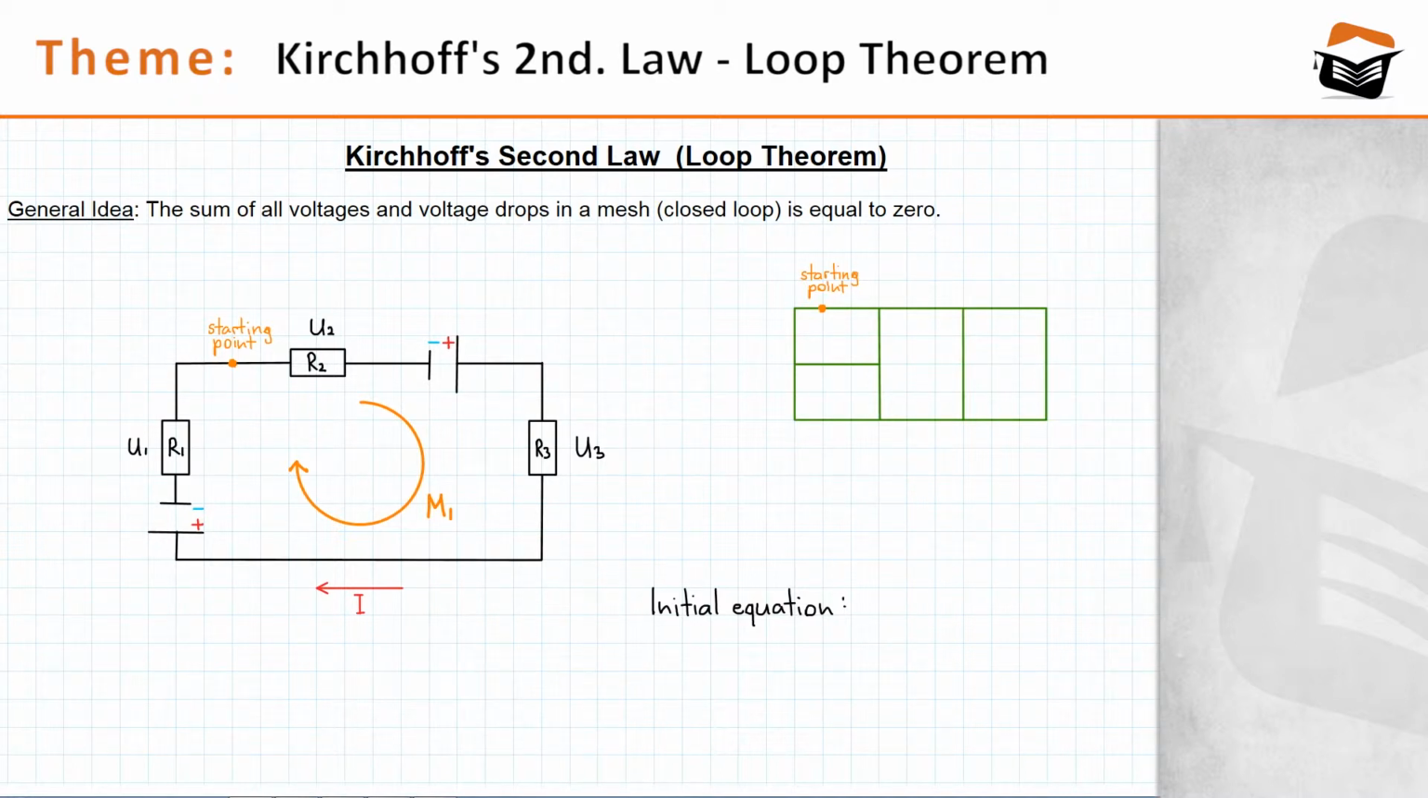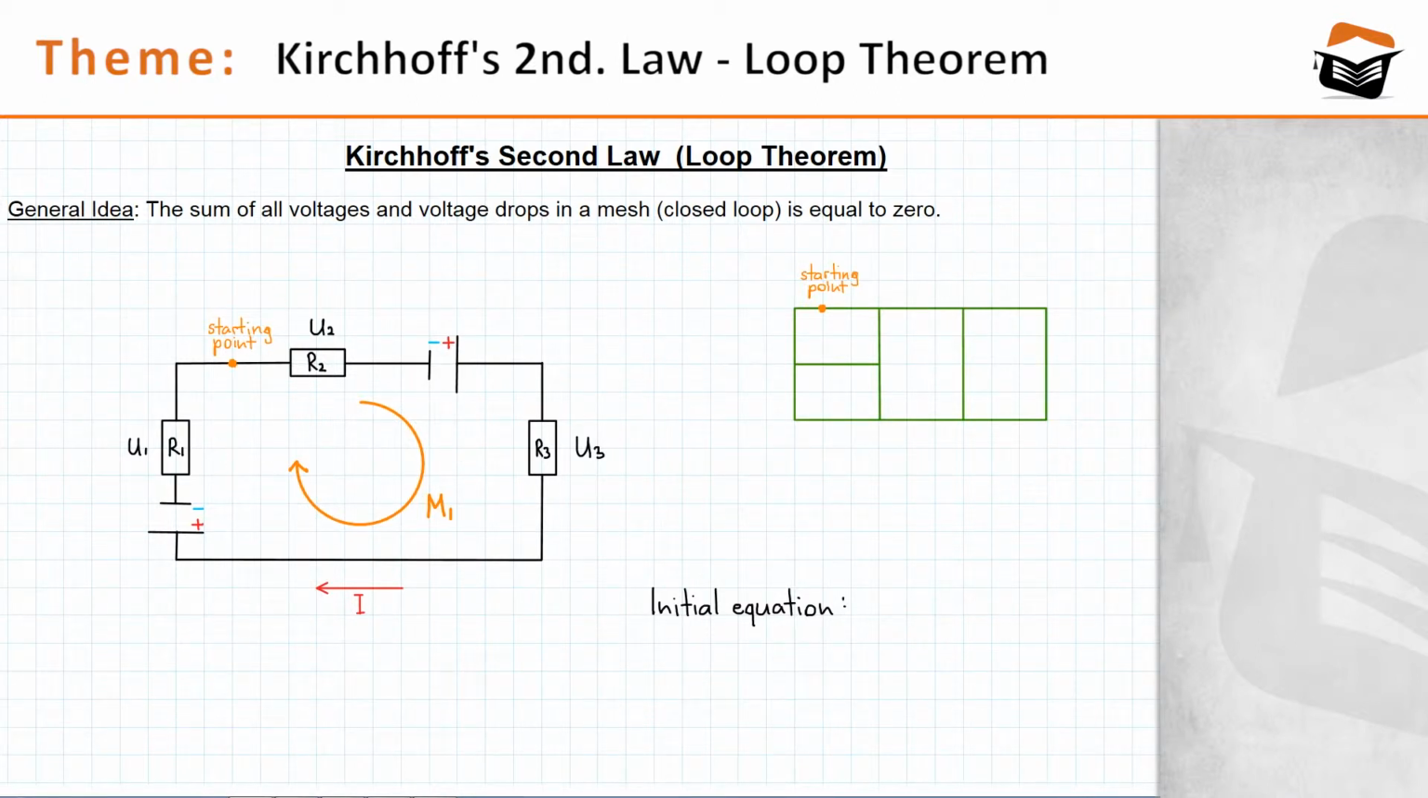So, what is Kirchhoff's second law all about? It states that if you have a closed loop in a DC circuit or subcircuit, such as this one, the sum of all voltages and voltage drops along that loop is zero. If you have a starting point somewhere in your subcircuit, such as here, and you run along the loop back to that point, the sum of voltages and voltage drops on your path will be zero.